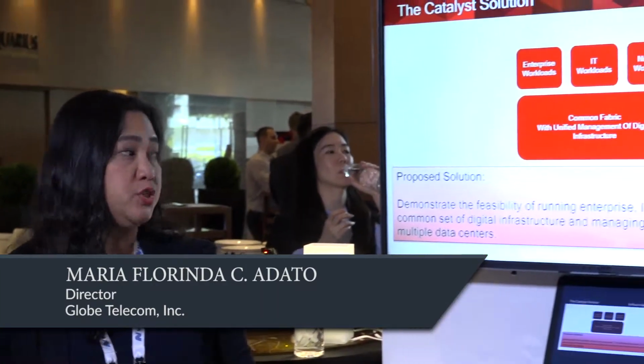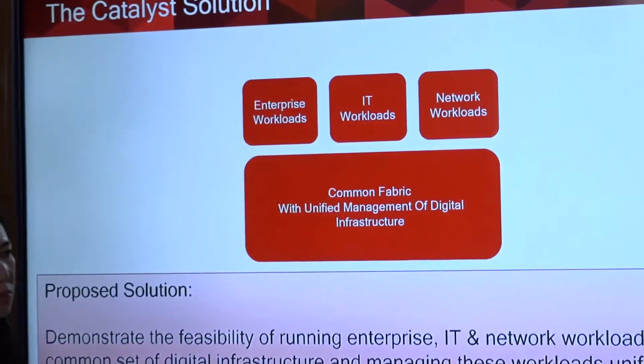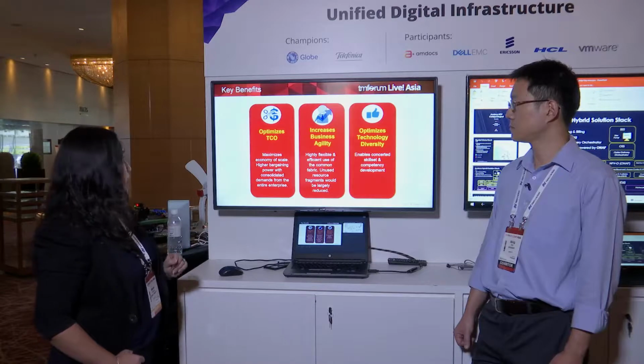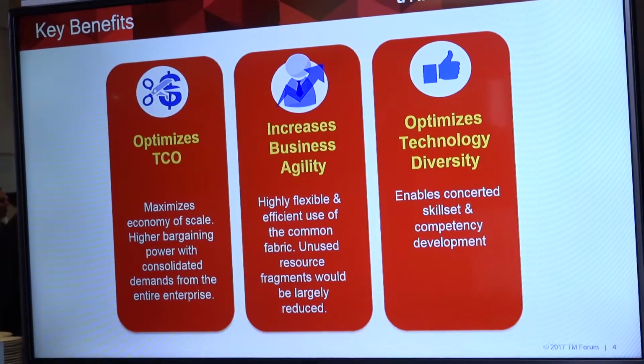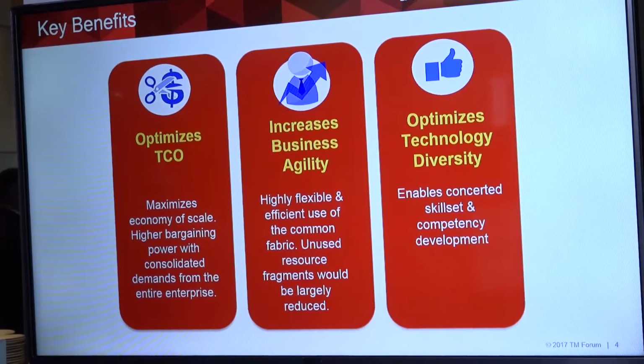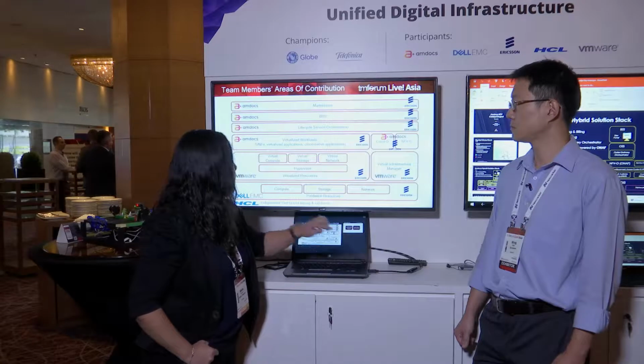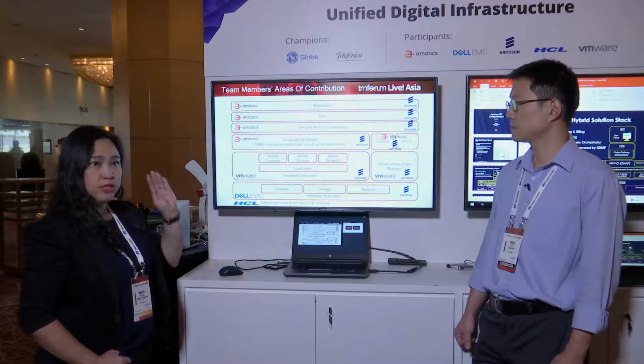is Catalyst. It's about running enterprise, IT, and network workloads on a common set of digital infrastructure and managing these workloads uniformly across multiple data centers. The key benefits that we see is that it will optimize TCO, increase business agility, and optimize technology diversity. With that in mind, we have the following setup.